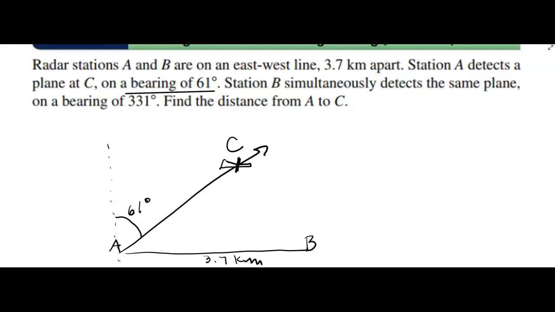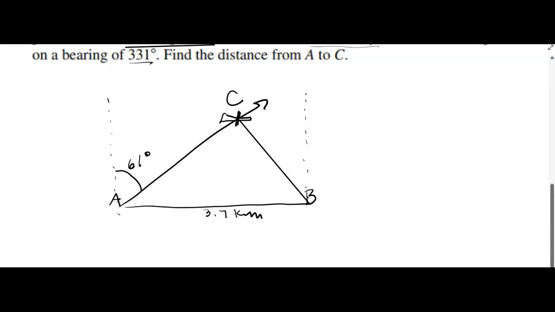Station B simultaneously, at the same time, detects the same plane. So station B also sees that plane. Oh, that's a much better line. Its bearing is 331. So think about the north. I'm probably going to have to scroll up a little bit to get this in. We're going to go 300. That would be 180 right there, and that would be 270. And so I need to go another 61 degrees? Well, that kind of tells us all of it right there, doesn't it?